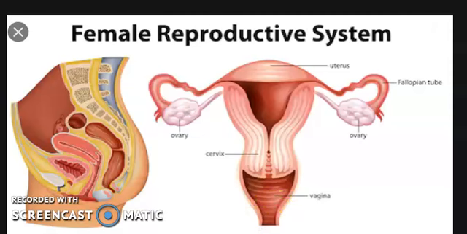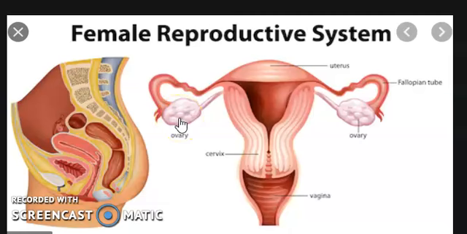The external genital organs of the female include the structures external to the vagina, also called the vulva, a pair of vestibular glands and a pair of mammary glands. Now, first we discuss the first part of the female reproductive system, that is, the pair of ovaries.